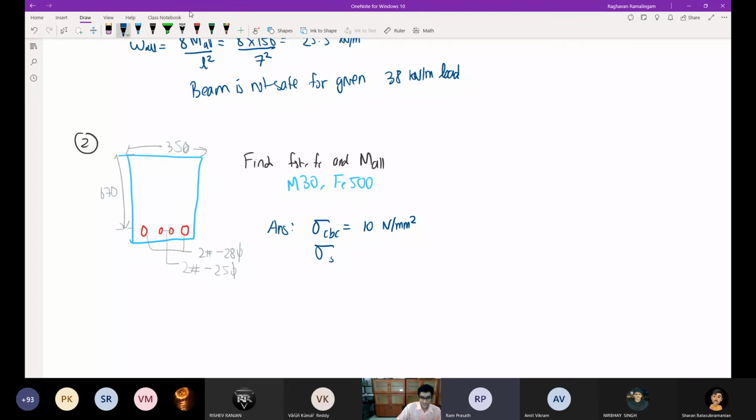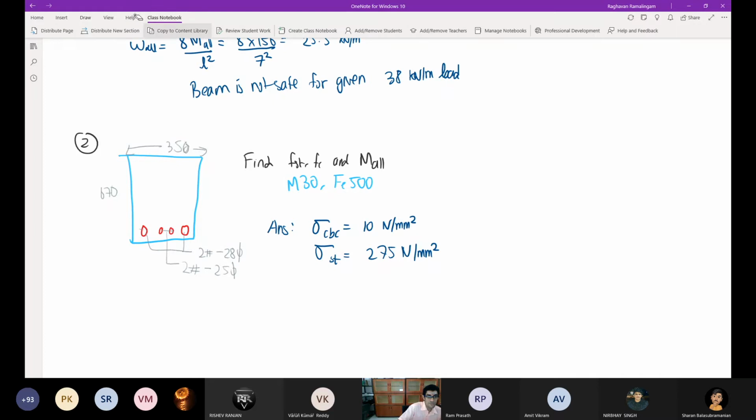Sigma ST for Fe 500, you can open the code book. You will see that it is equal to 275 for Fe 500. Okay. Oh, sorry, actually one small change. The 670 is not 670. 670 is still the end.